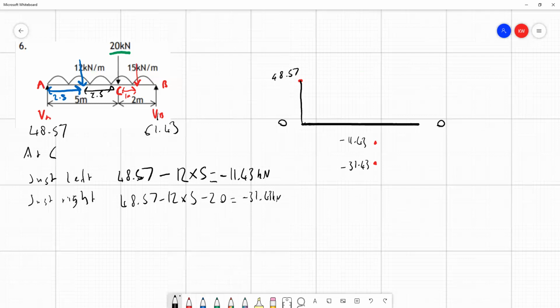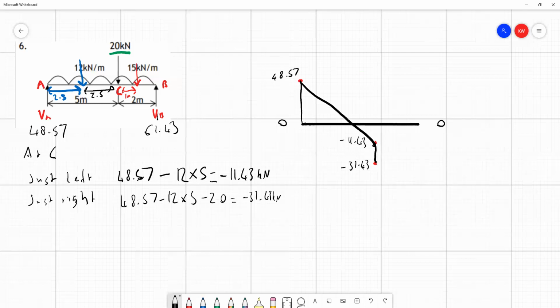And again, we draw these as a vertical line between two of them because they're at the same point in the diagram. So we draw a vertical line between the two of them. And because it was a UDL, we draw a straight line at an angle, coming down from 48.57 down to minus 11.43, because that's the first point just left of C.